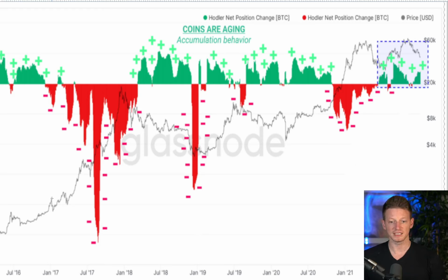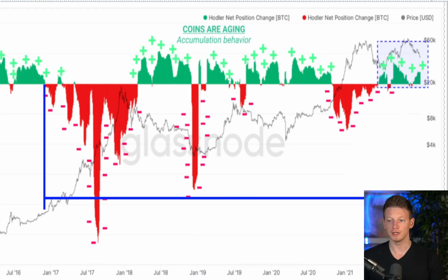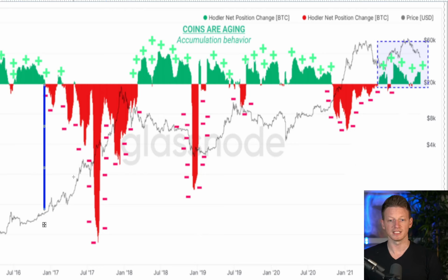And what we can see is this occurred right around here. Okay. And sure enough, what did that correspond to? That corresponded to the prior all-time high back in 2013. So we're seeing this place where people start to mobilize their coins when we reach a prior all-time high. And we can see it play out again here.